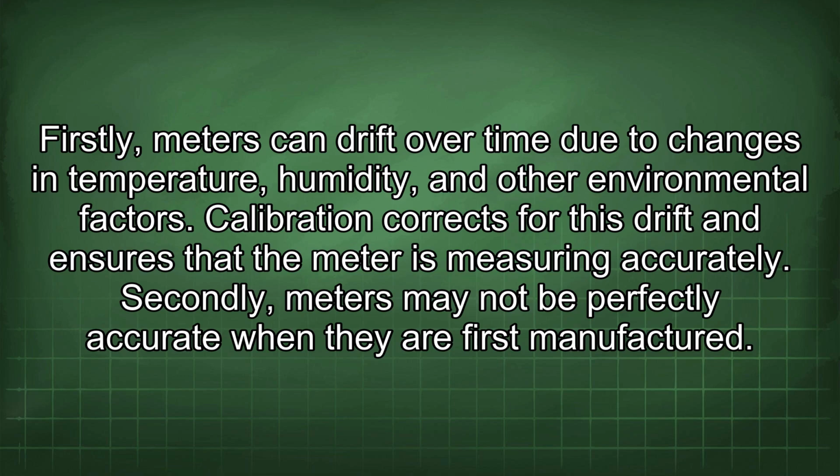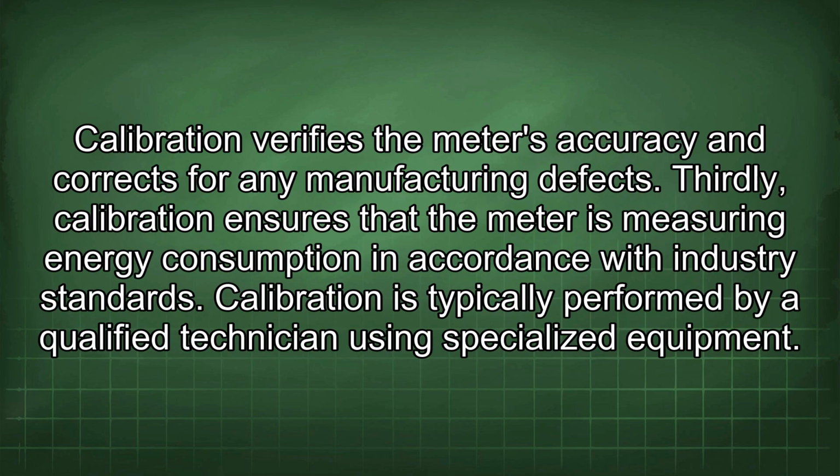Calibration corrects for this drift and ensures that the meter is measuring accurately. Secondly, meters may not be perfectly accurate when they are first manufactured. Calibration verifies the meter's accuracy and corrects for any manufacturing defects. Thirdly, calibration ensures that the meter is measuring energy consumption in accordance with industry standards.